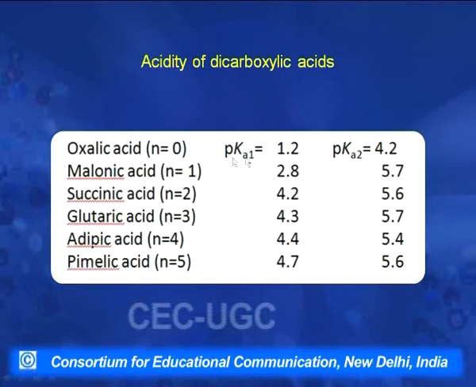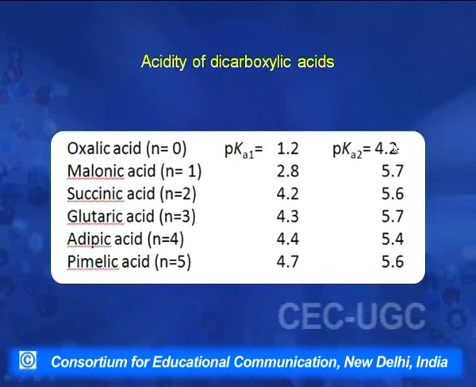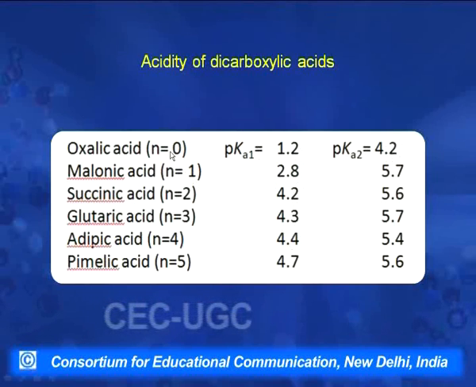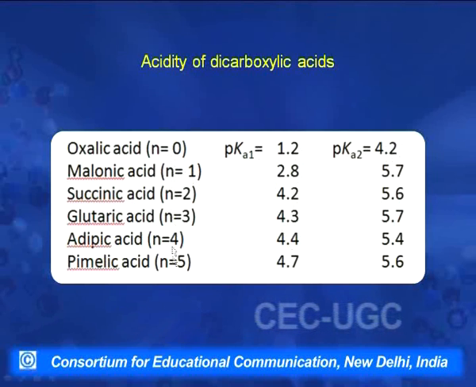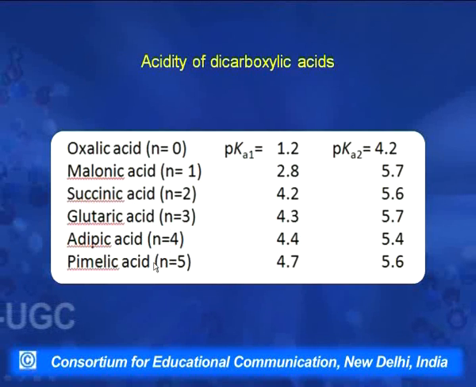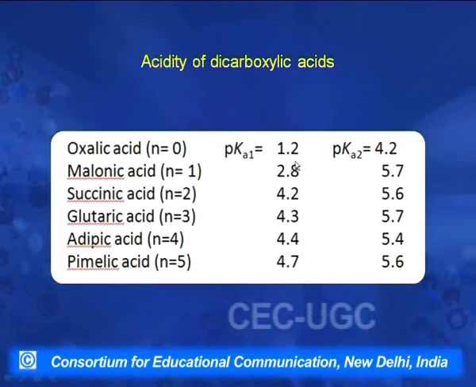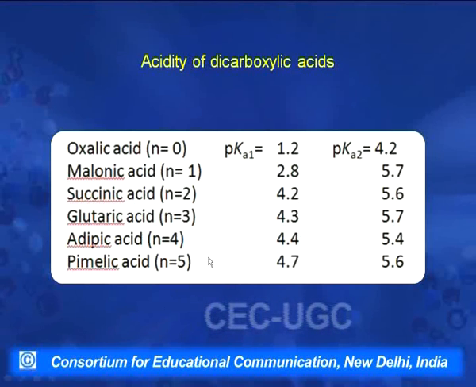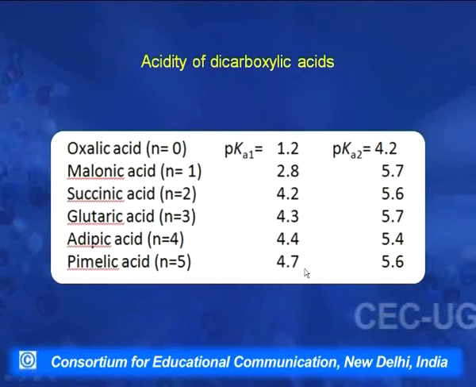For example, oxalic acid has pKa1 of 1.2 whereas pKa2 is 4.2, malonic acid 2.8 and 5.7, and so on. What we find is that as the number of intervening carbons between the two carboxyl groups increases, the electron withdrawing influence of one carboxyl on the other decreases, and their pKa1, that is the first dissociation constant, ultimately reaches that of acetic acid. Pimelic acid, which has 5 intervening carbons between the two carboxylic groups, dissociates just like acetic acid.